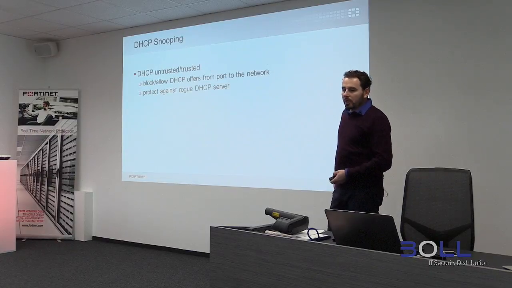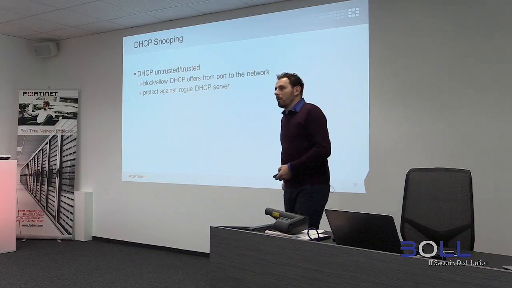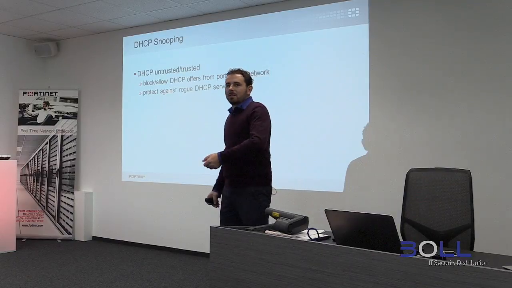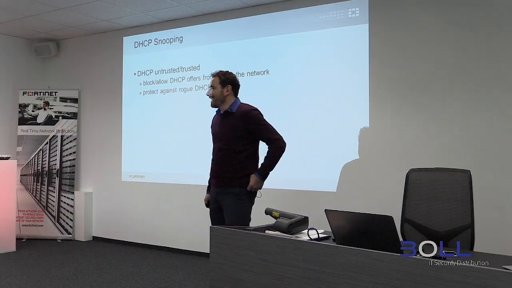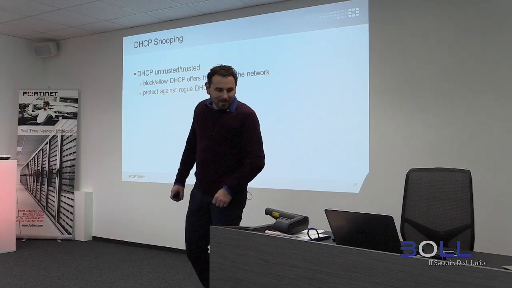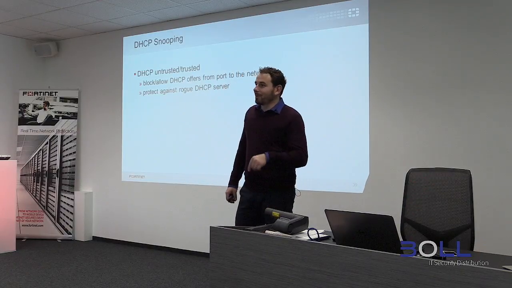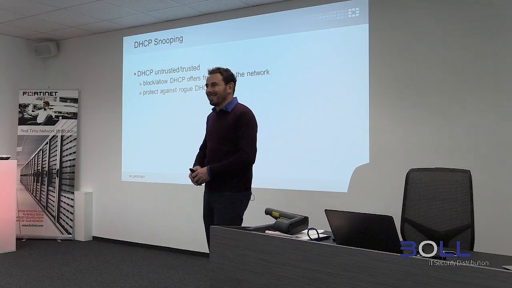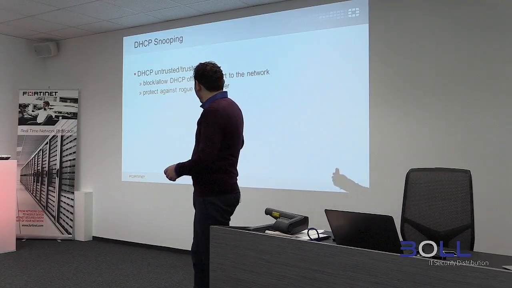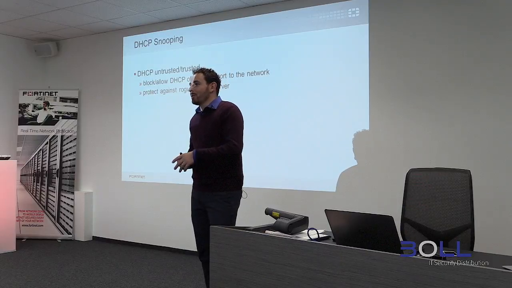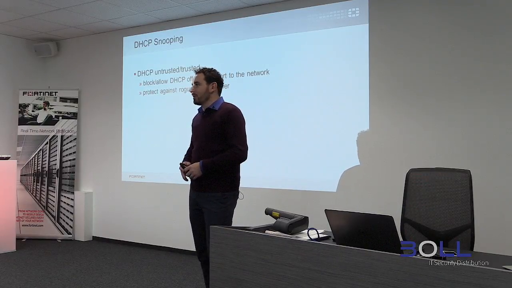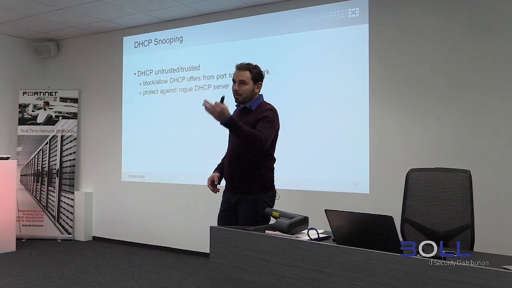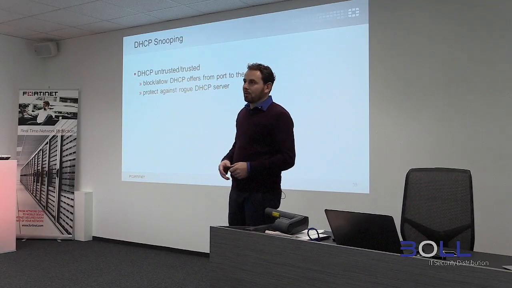The DHCP snooping is when we want to avoid people to plug a DHCP server in the network and everybody can't connect anymore. Had that multiple times. One of them, it was me. So yeah, we can set the port to untrusted, so it will not allow any DHCP offer to be forwarded. It will still do the DHCP request, but no offers.